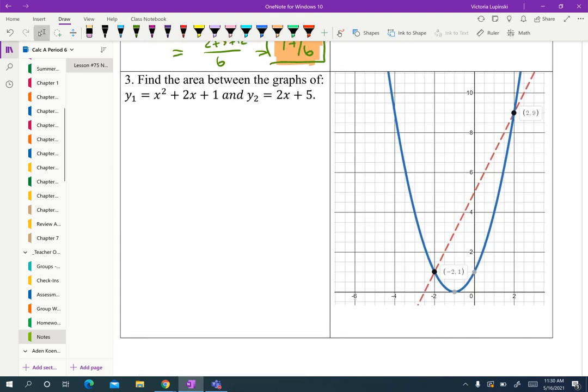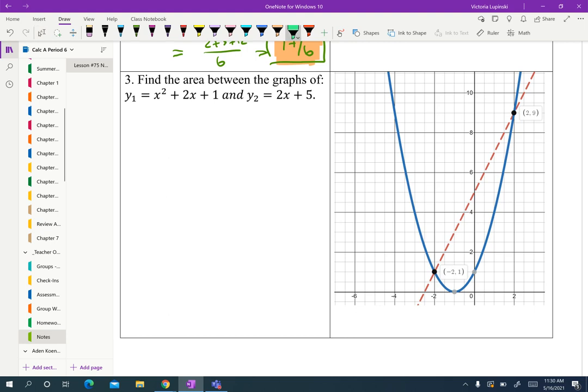So again, you're being asked to find the area between the 2 graphs here. You have the quadratic in blue and you have the line in red. Now, obviously, even though we're making the graphs for you, we would hope that you would be able to distinguish between which graph was which. So that is obviously something that you should be sure of.